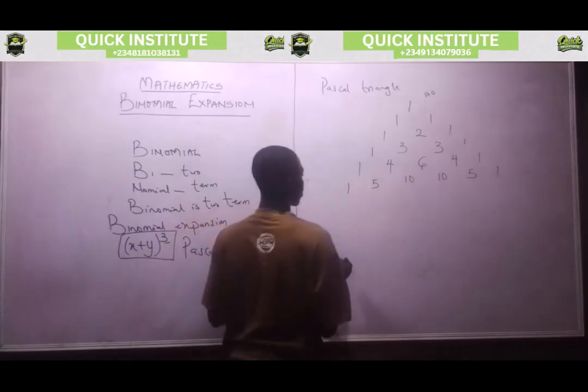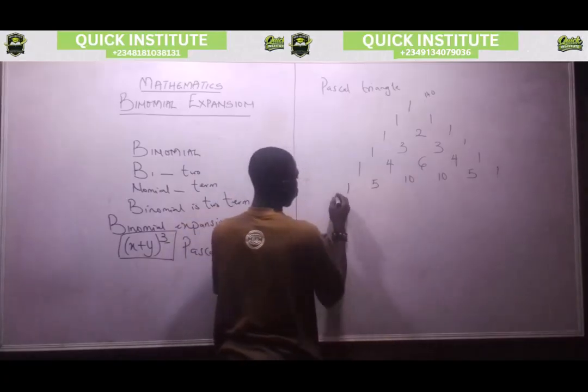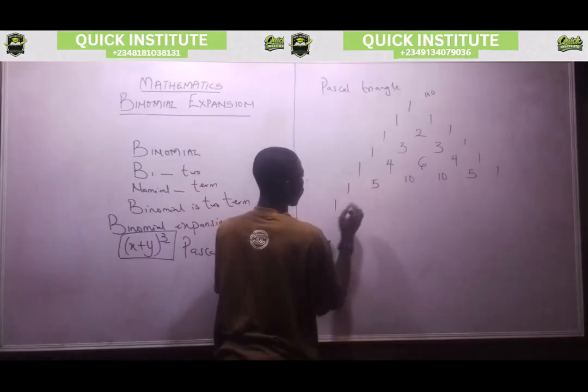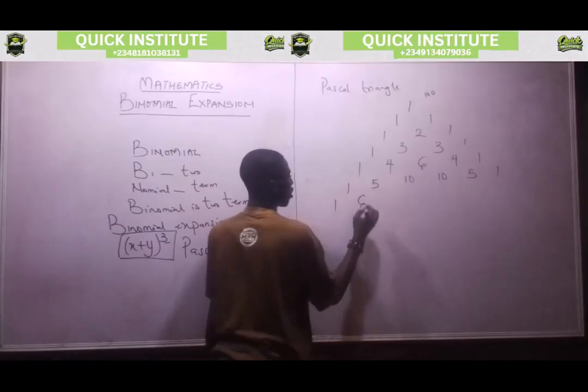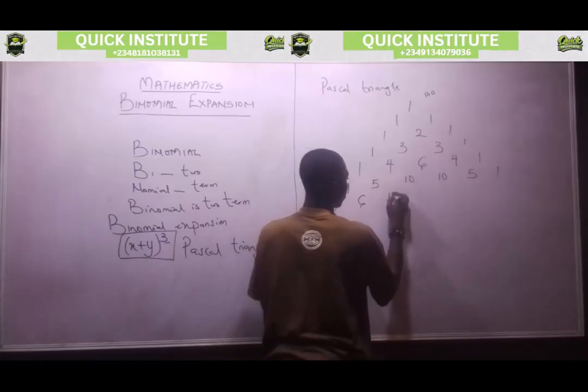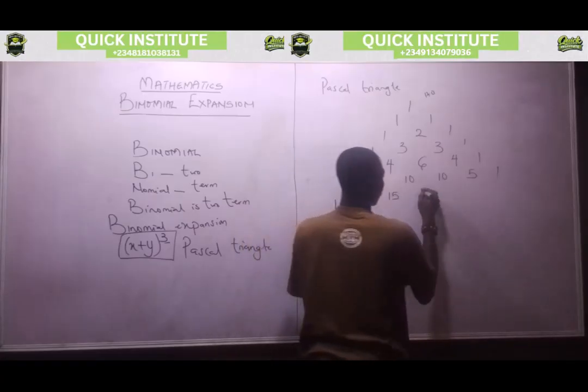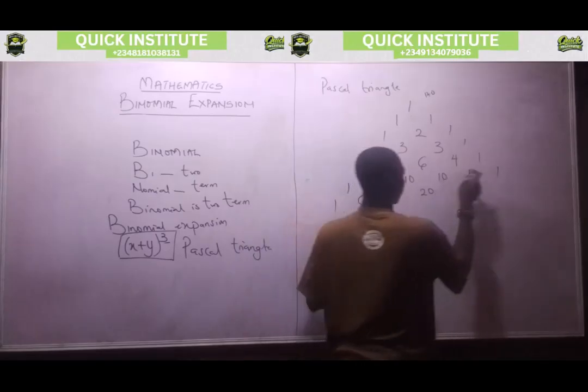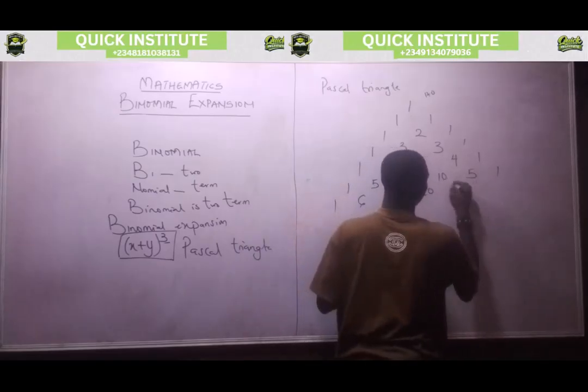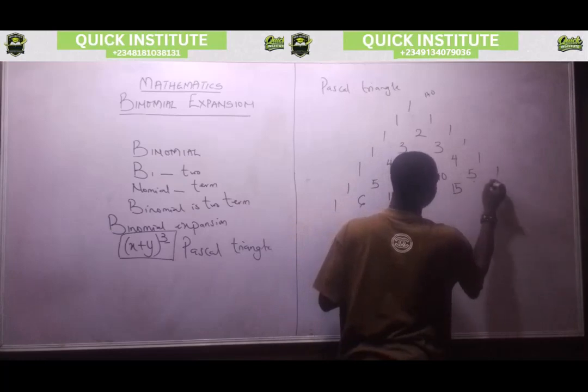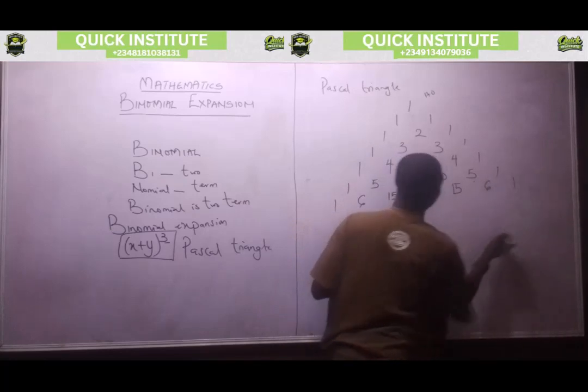Let's move to the next row. So we have 1 plus 0 is 1. 1 plus 5 is 6. 5 plus 10 is 15. And 10 plus 10 is 20. 10 plus 5 is 15. And 5 plus 1 is 6. 1 plus 0 is 1.